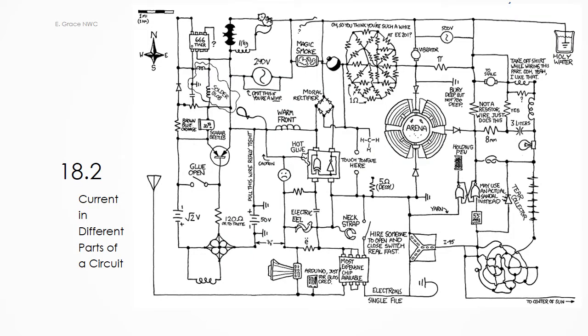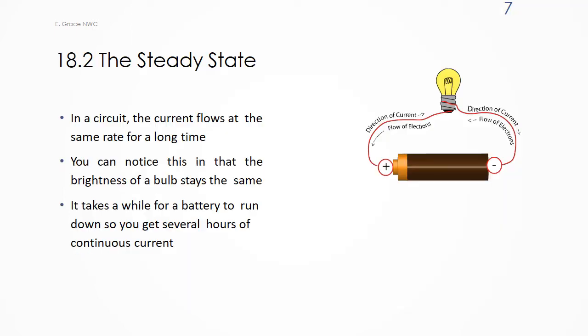So we're going to dissect this by looking at current in different parts of a circuit. Don't worry, this is just another XKCD joke. We would never analyze a circuit that complicated with magic, smoke, and a 666 timer.